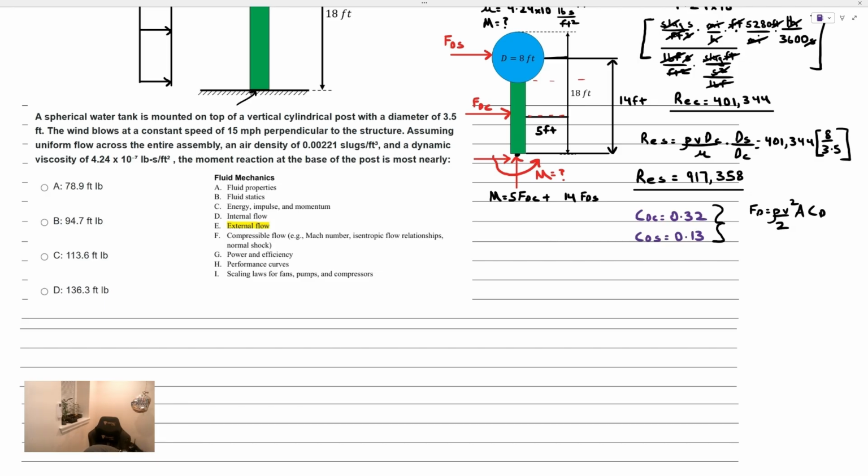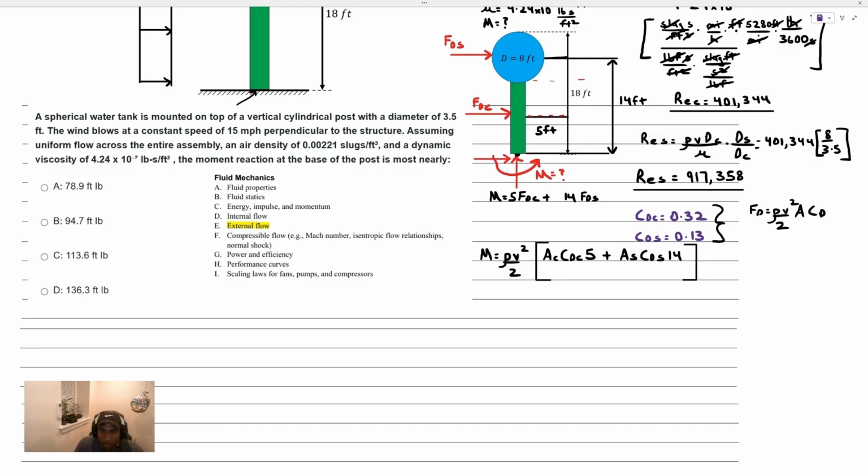If we plug into our moment equation that we found, all we're going to do is substitute in for the drag equation. We know that there is a common term, rho v squared over 2. That is the dynamic pressure, common to both of those terms, but they have unique frontal areas. For the cylinder, they have unique drag coefficients, and their moment arms are different. Same thing for the sphere.